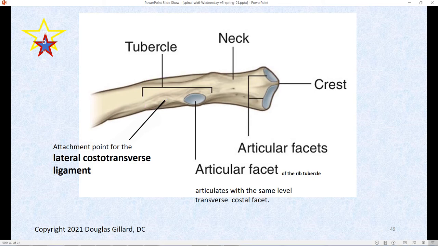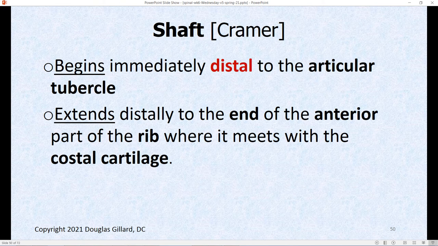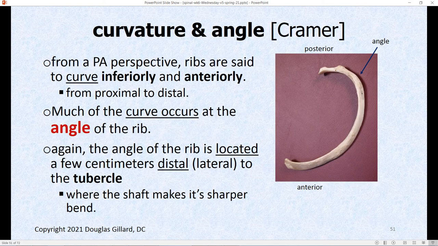What about the shaft of the rib? That begins immediately lateral to the rib tubercle, and we said that goes for the rest of the rib. All right. The concept of the angle, we looked at that yesterday in lab. It's that area right there. I don't think I need to say much more about that.